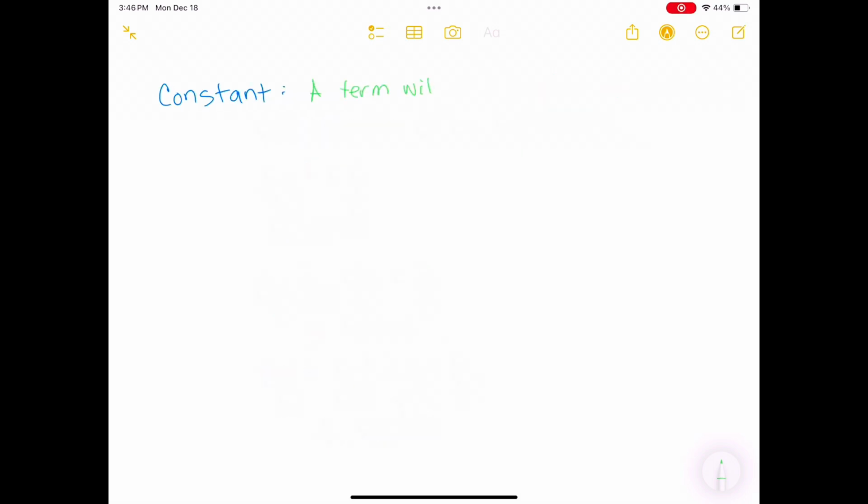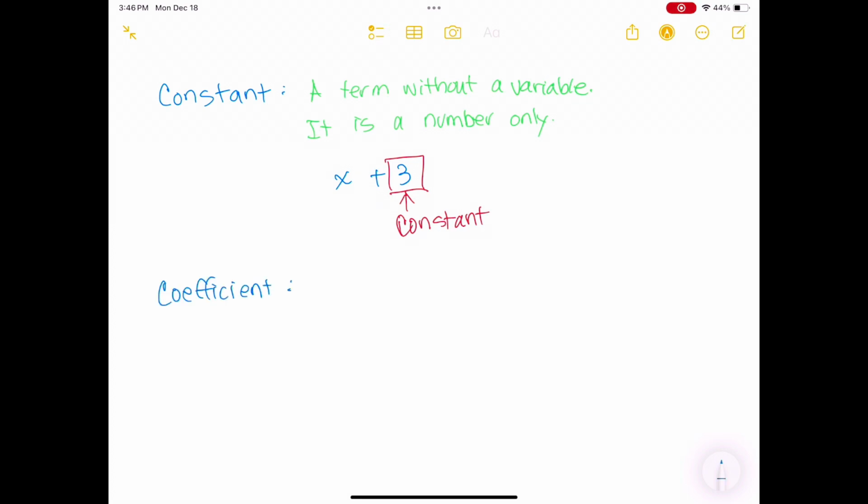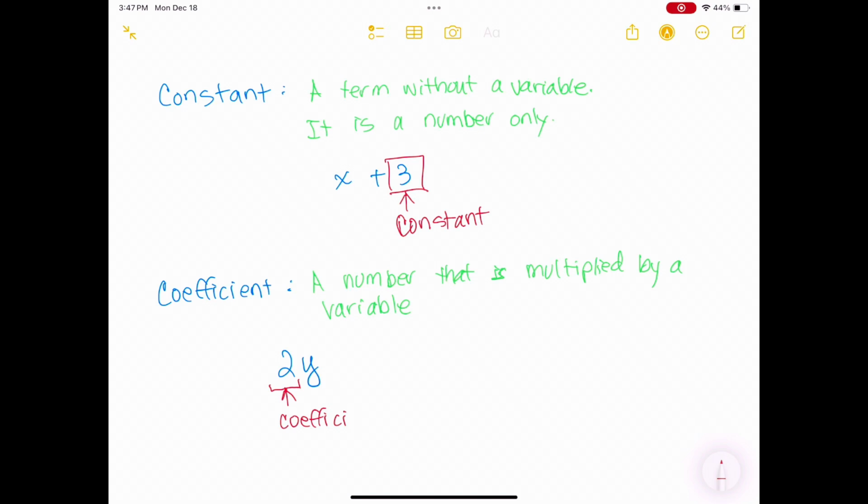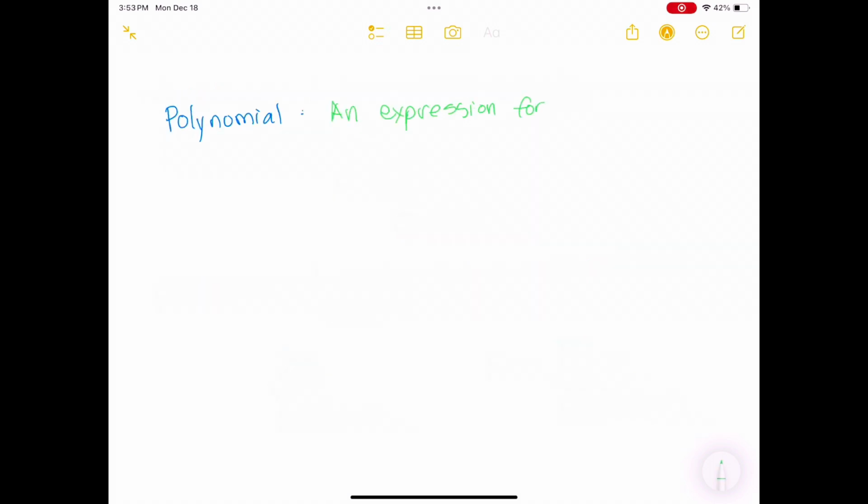A constant is a term without a variable. It is a number only. In x plus 3, 3 is a constant. A coefficient is a number that is multiplied by a variable. In the term 2y, 2 is the coefficient. The coefficient of the term x is 1, because 1 times x is x. A polynomial is an expression formed by two or more terms.